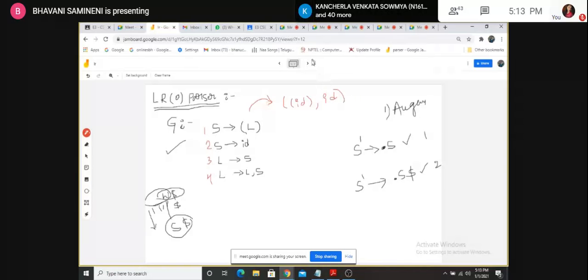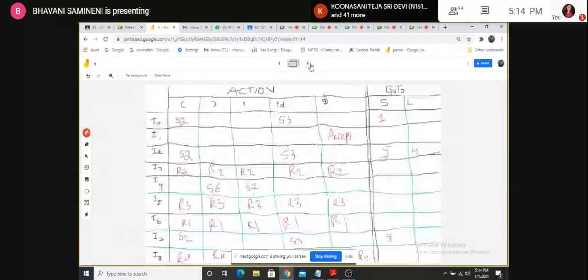Yes, right? Okay. Now we'll see how to do the parsing in bottom-up parsing. This parsing procedure is common for all the four bottom-up parsers. Just pay attention and observe how we are doing it.